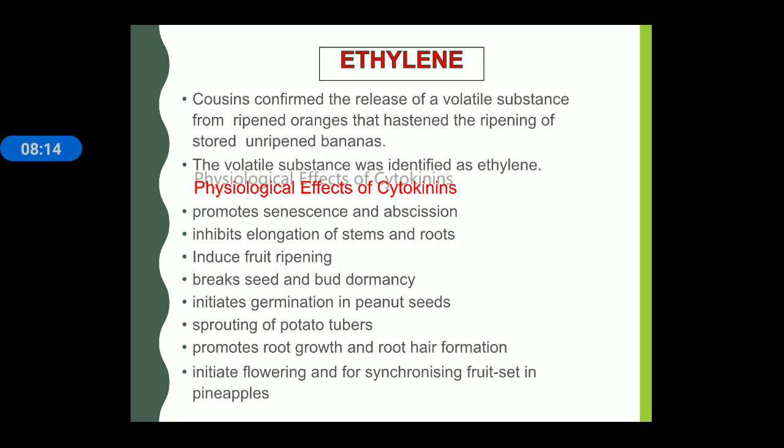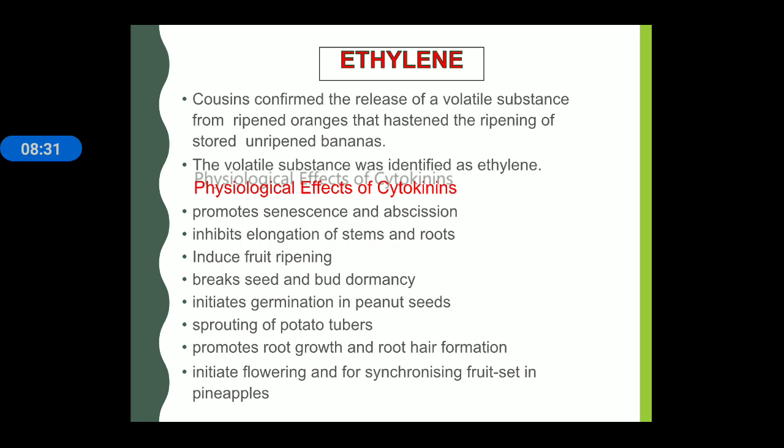Now, ethylene. Ethylene is a volatile plant hormone, meaning it exists in gaseous state, and it helps in inducing the ripening of fruit.